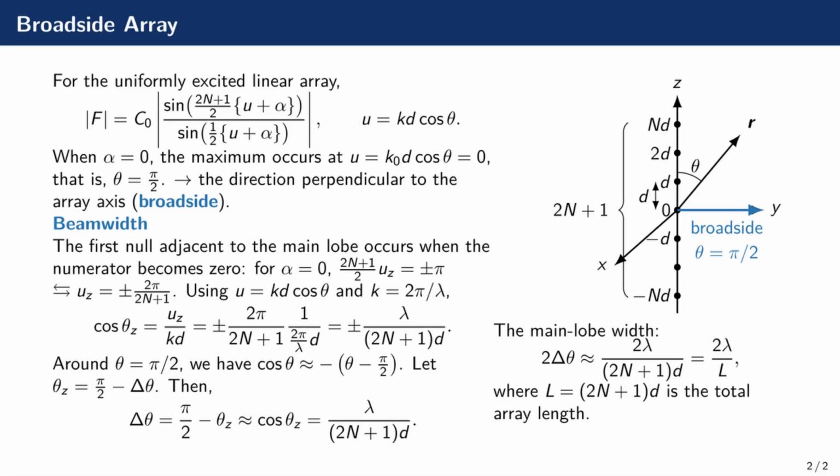This is very important in applications such as radar. If we want high angular resolution, we need a narrow beam. And to obtain a narrow beam, we need a sufficiently long array, or a shorter wavelength. That is the main physical conclusion of this discussion.